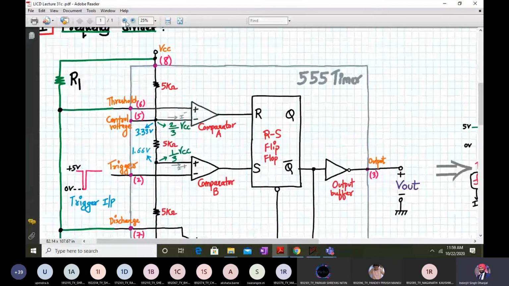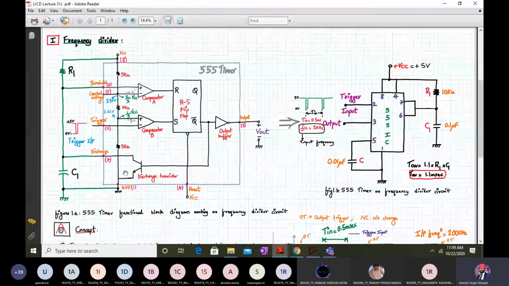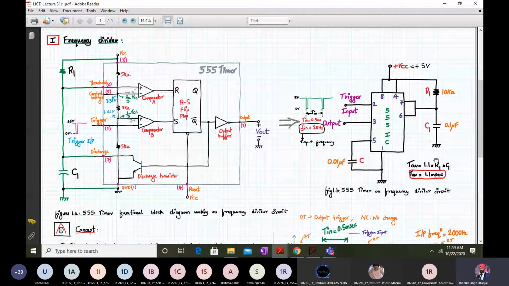So let me just slightly reduce it. This is my frequency divider network. This is my functional block of it, and this is my symbolic view of it. Now you will say, sir, it's the same functional block diagram. Yes, there is no change at all. Even the external components are the same, even though their values are changed. So what is changed? Can anyone tell me what do you mean by frequency divider?